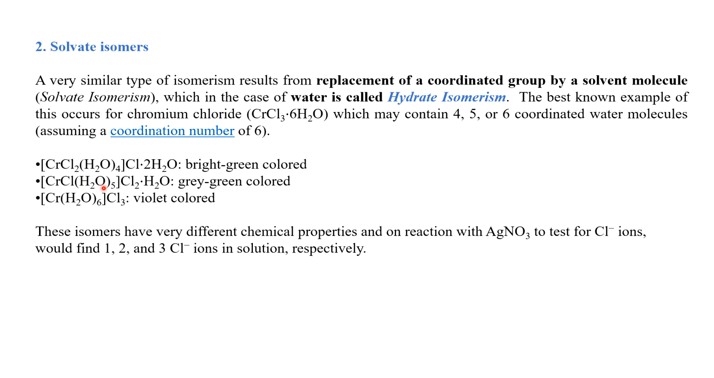In this case the solvent is water, but it can be another solvent also. As it is water, we can also call it hydrate isomerism. So here it is written, replacement of a coordinated group by a solvent molecule. Here we are replacing the chloride ligand with a solvent molecule, that is water. That's why all these three will be called solvate or hydrate isomers. I hope you understood this isomerism also.